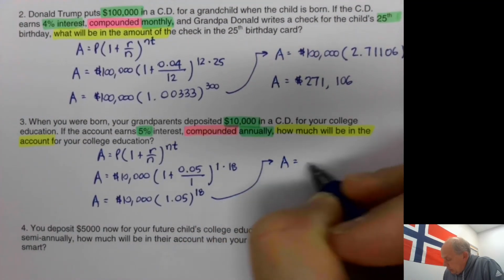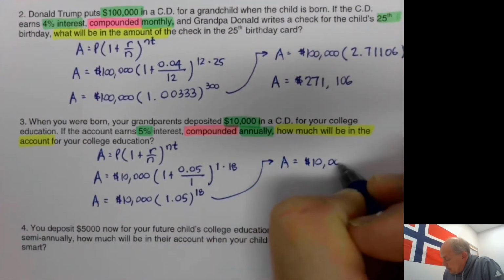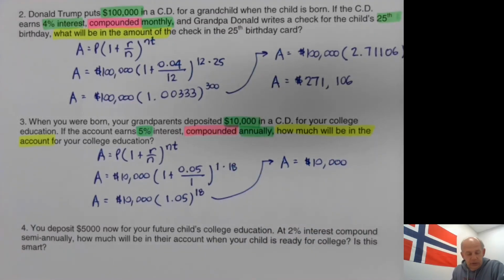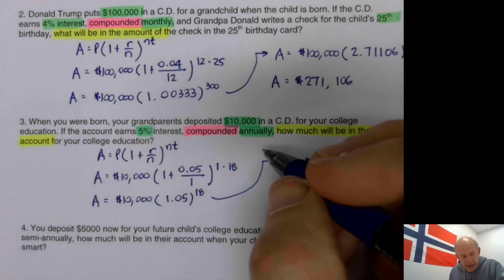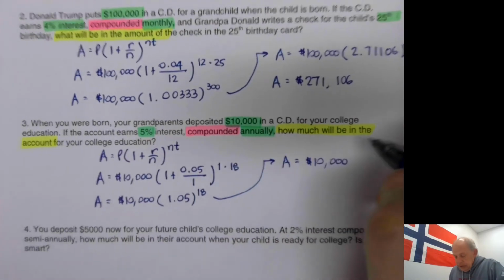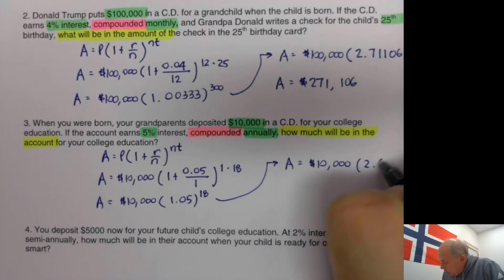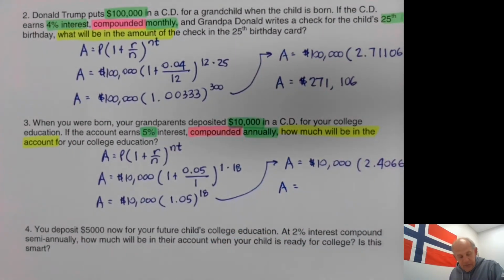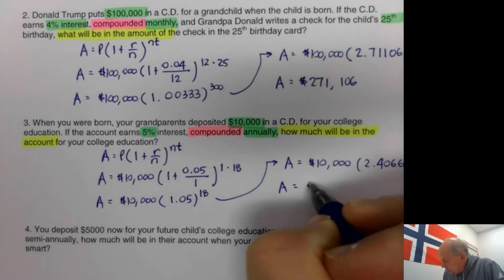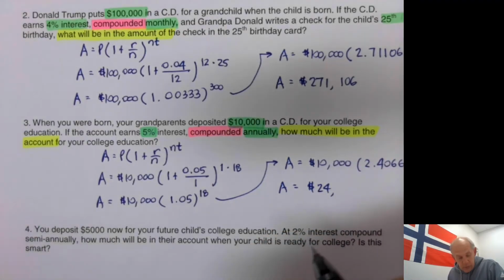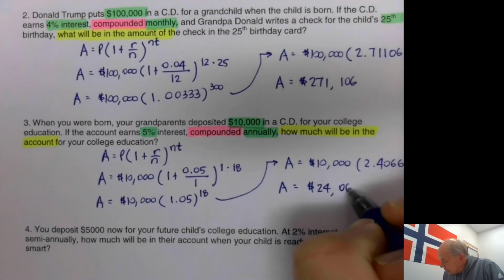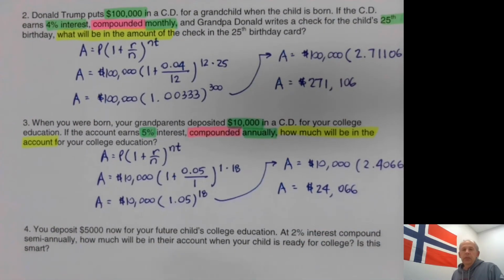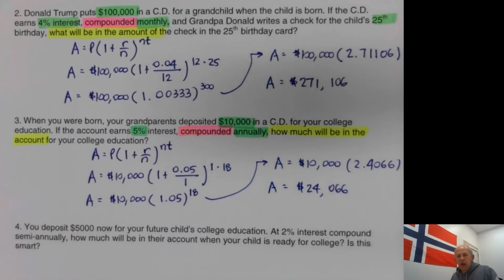So my future amount is 10,000 times 1.05 raised to the 18th power, which is going to be 2.4066. The amount that you have in the bank for your college education is $24,066. That's how much you would have under these conditions, starting out with 10,000, 5% interest compounded annually for 18 years.